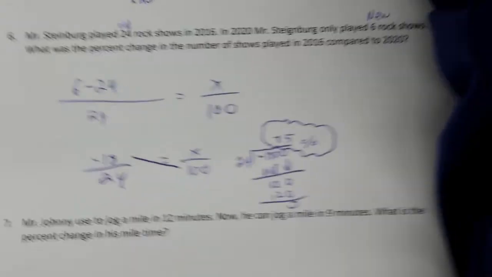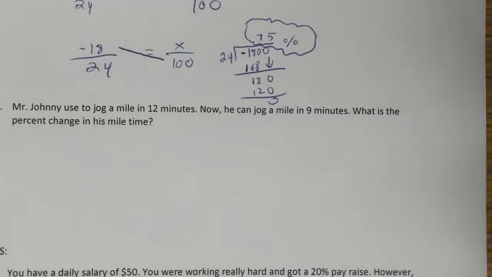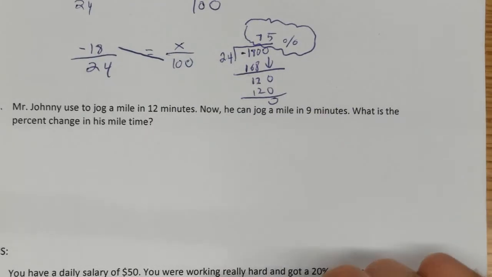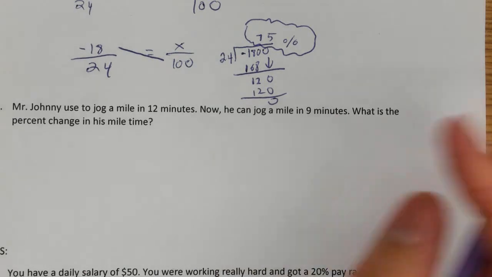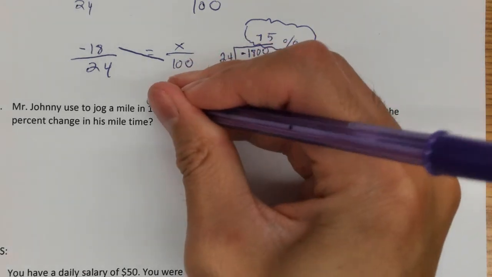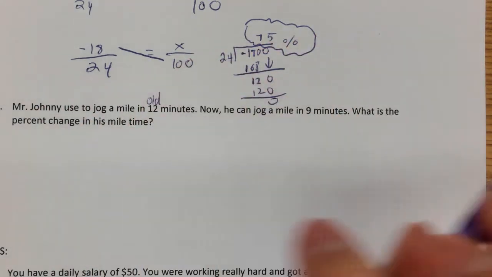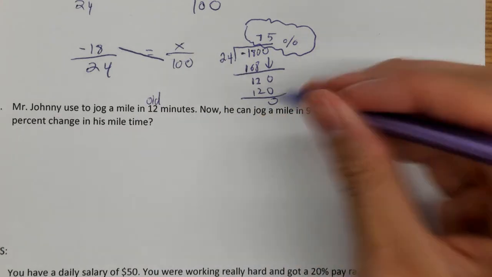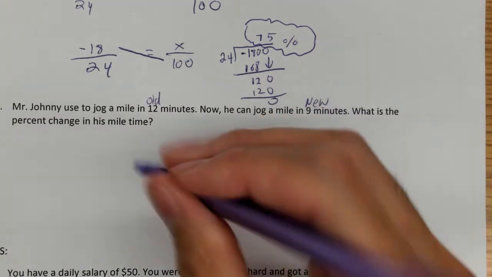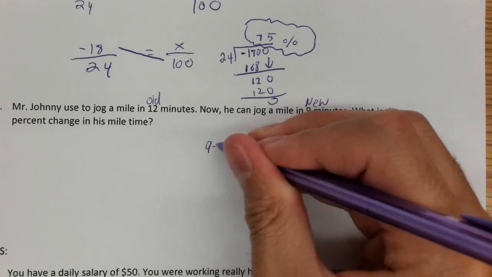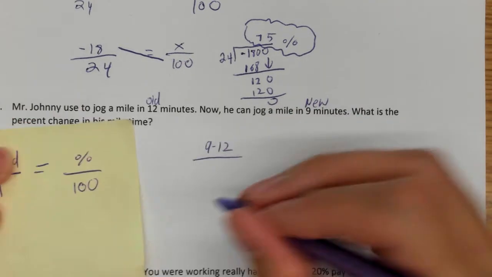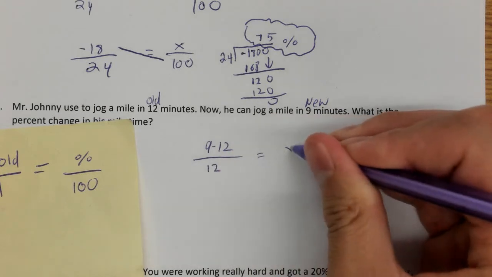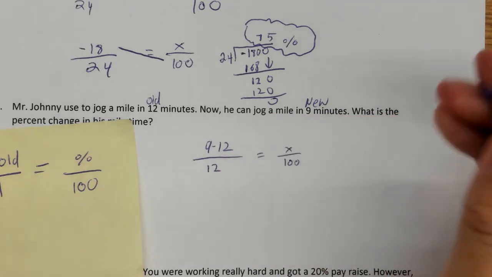Number 7. Mr. Johnny used to jog a mile in 12 minutes. Now he can jog a mile in 9 minutes. What is the percent change in his mile time when jogging? Well, 12 is my old. He used to jog 12 minutes. He can now jog 9 minutes. That's my new. So new minus old, 9 minus 12, over the old again equals x over 100. Same thing every single time.